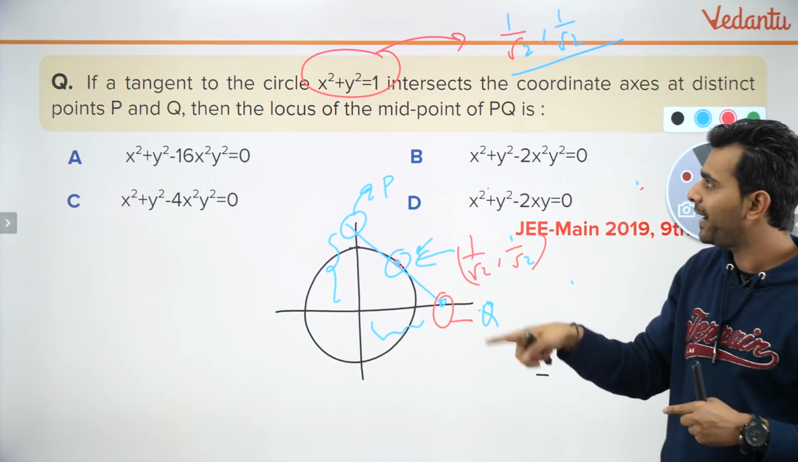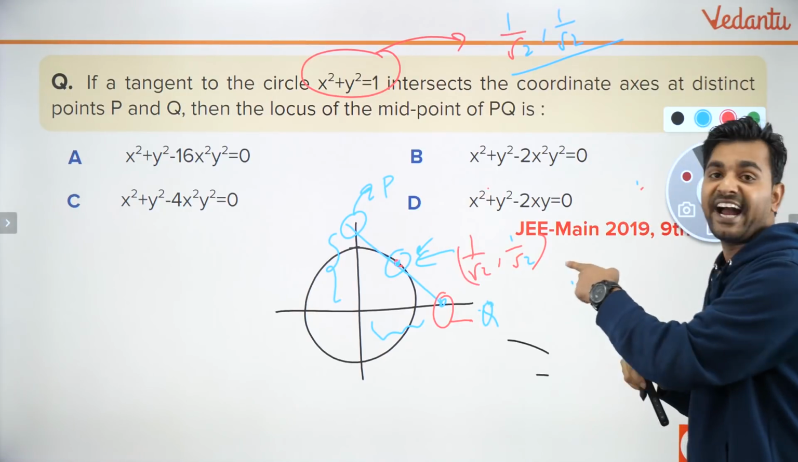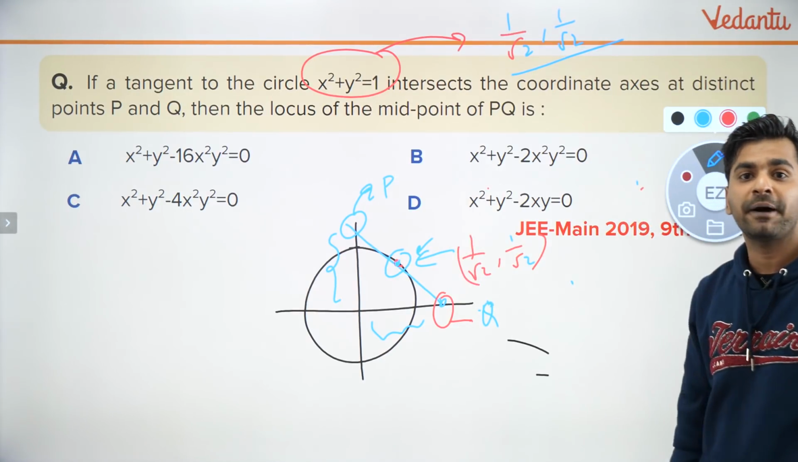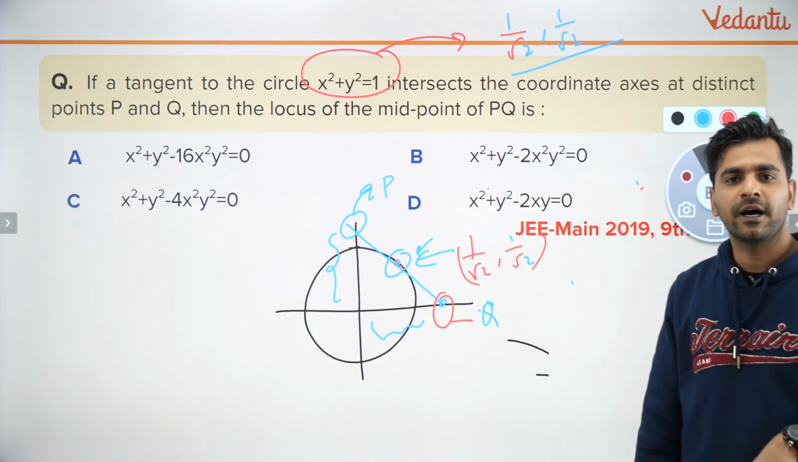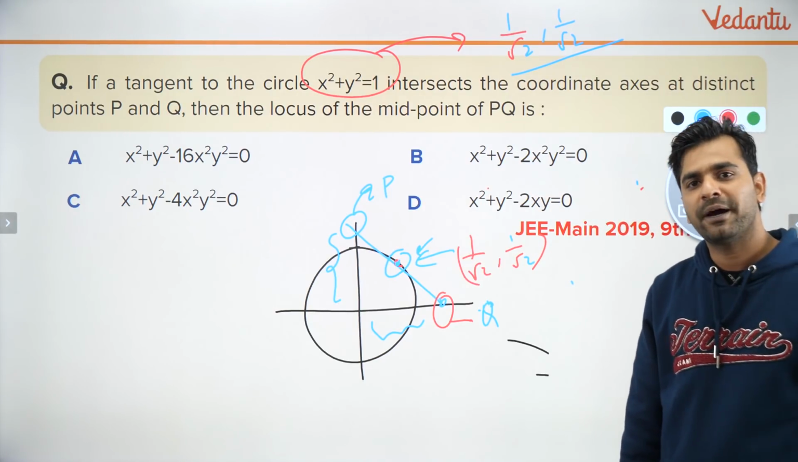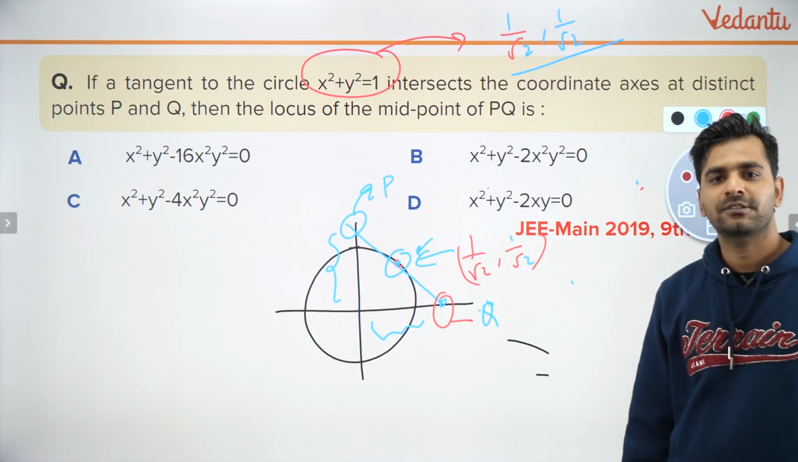If this is the point, that means my equation of locus should satisfy this point 1 by root 2 comma 1 by root 2. Now look in which of the options, if you put x and y as 1 by root 2 and 1 by root 2, it is satisfied. That will be your answer.